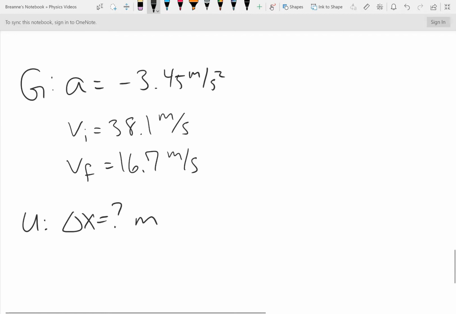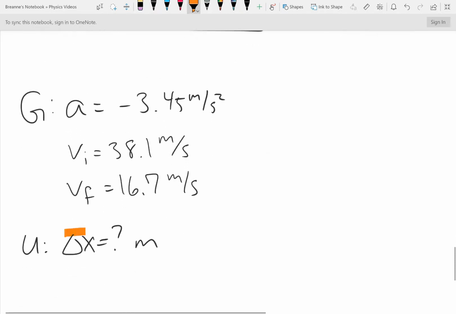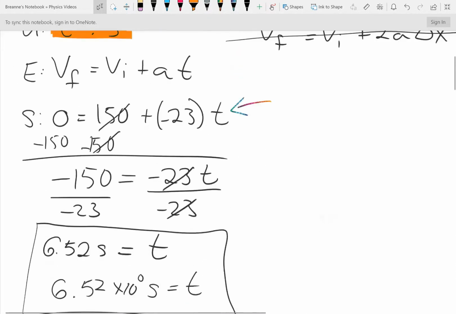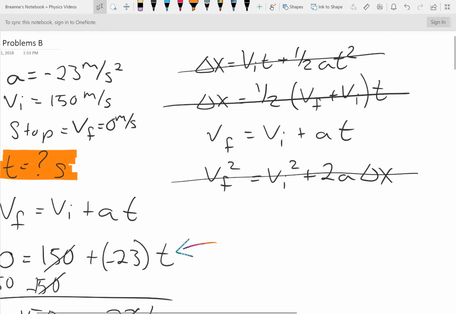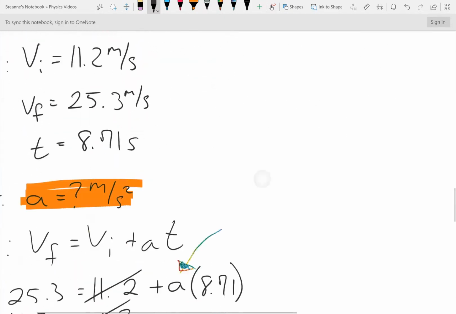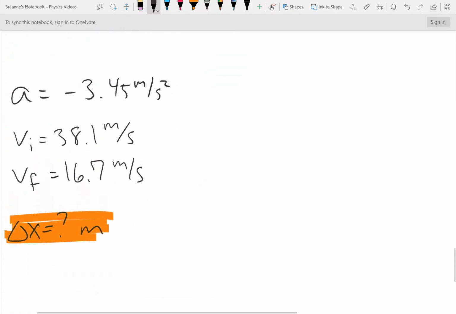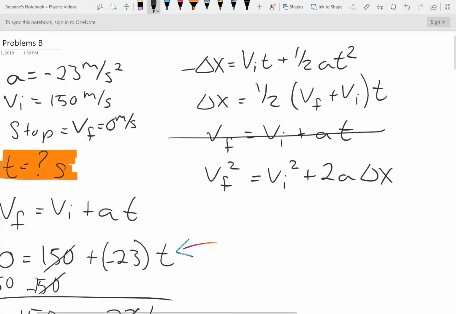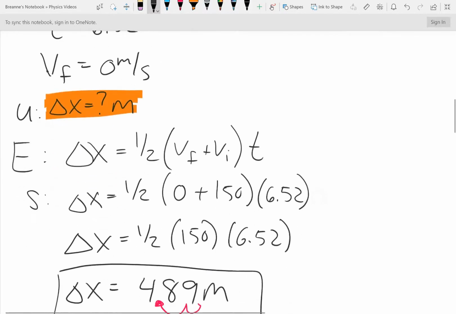That is our unknown. So in our equation, we have to have delta x. We're going to scroll up to our equations, and we need the equations that have delta x. If it does not have delta x, we cannot use it. So this equation does not have delta x. Also, looking at our givens, we are not given time. So any equation that has time in it, we can't use either. The first one has time, the second one has time. So we'll be using the fourth equation.